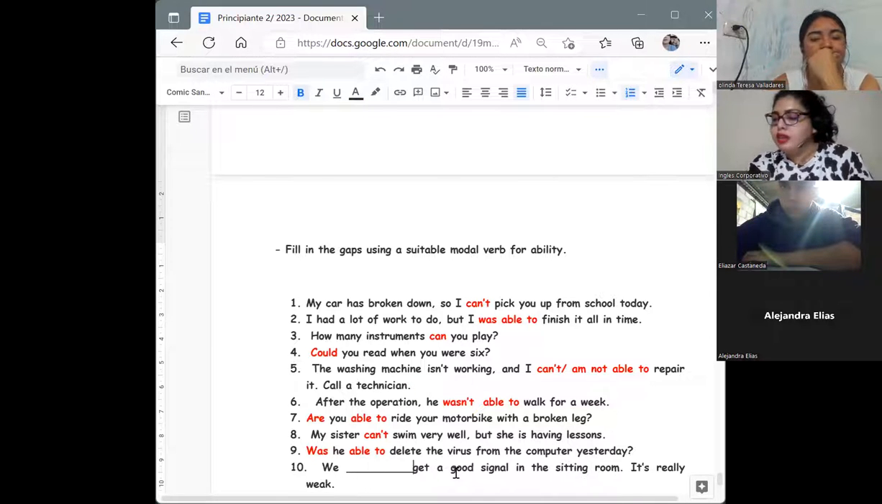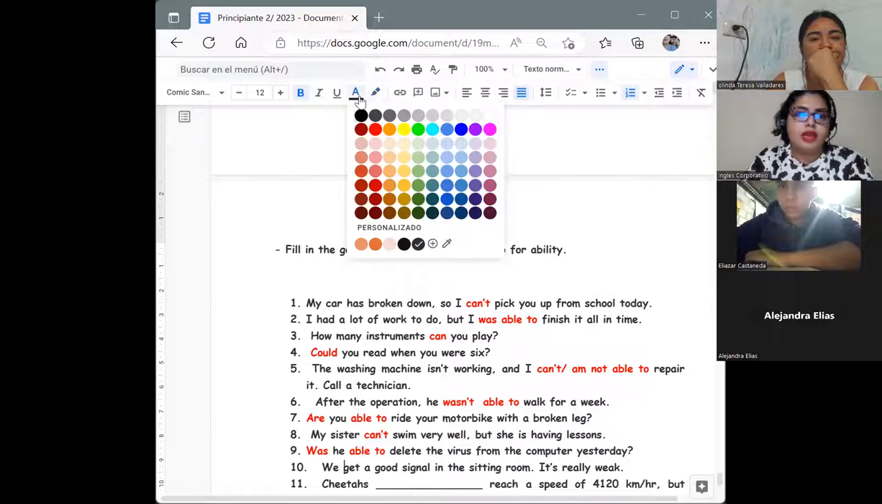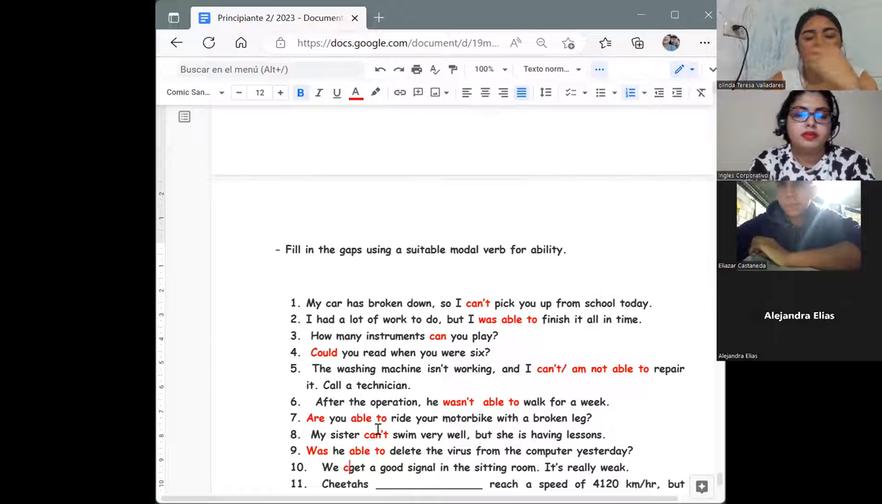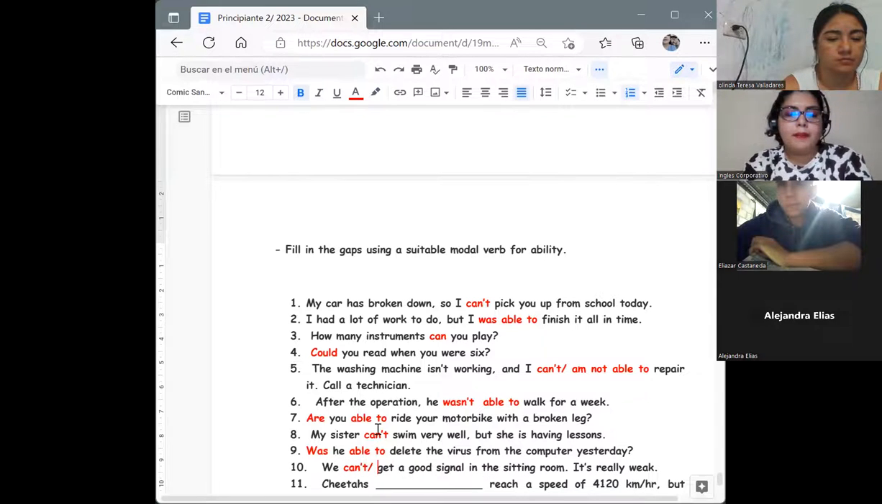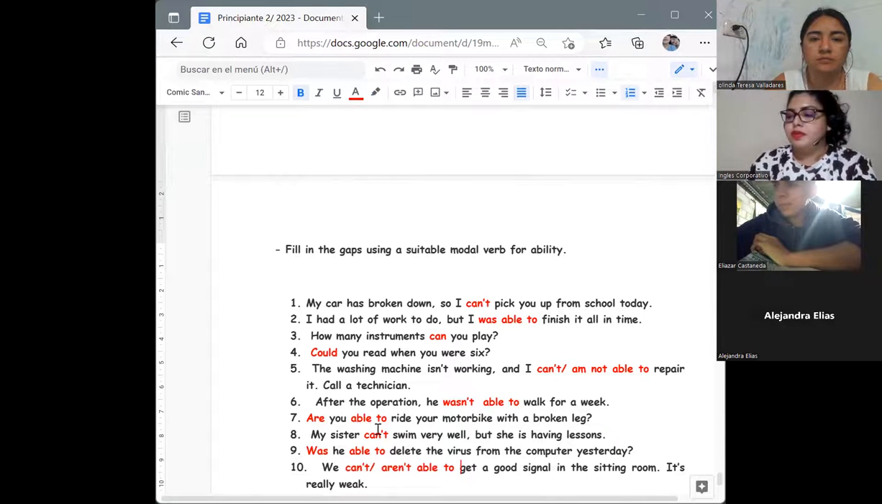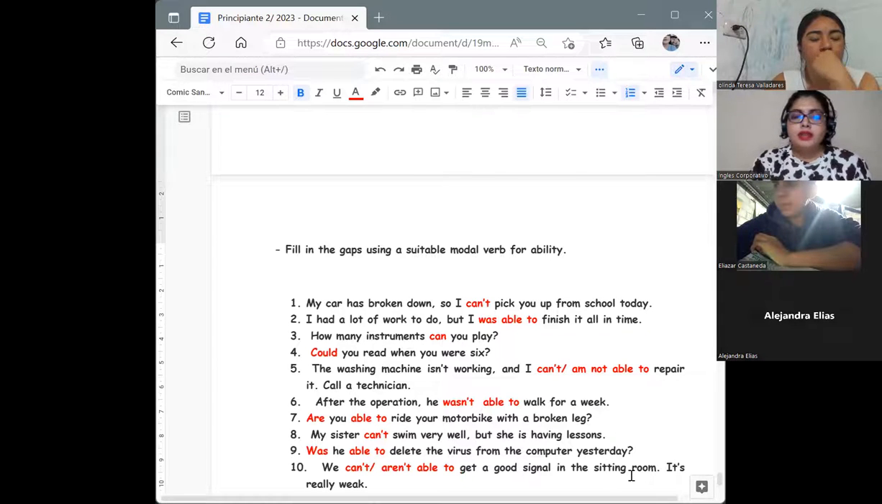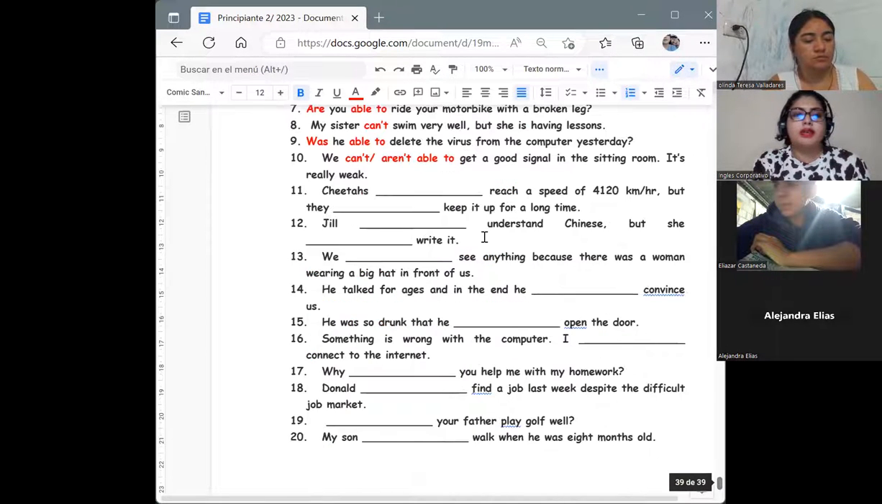Number 10, we can't or aren't able to. Aquí podemos utilizar ambos. Can't or be able to. In this case, we are going to write aren't able to. Nosotros no podemos tener buena señal en la sala de espera, es bastante pobre, o no somos capaces de tener buena señal. Then we're going to see the other 10. Vamos a ver los últimos.